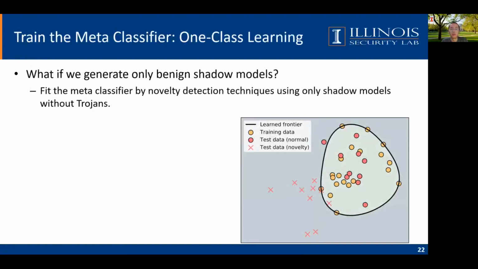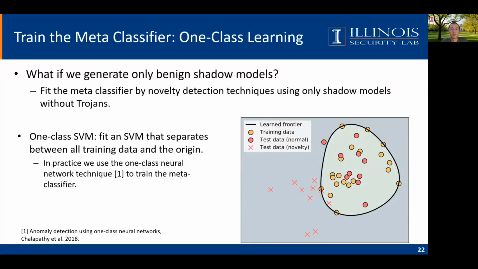We also propose another baseline method to train the meta-classifier. Suppose we do not want this jumbo learning strategy and only have benign shadow models. Then we want to fit the meta-classifier using only benign models. And this is the novelty detection setting, and we can apply techniques such as one-class SVM. In practice, we use a variant, the one-class neural network, as the training algorithm. Using this approach, we can train the meta-classifier using only benign shadow models.